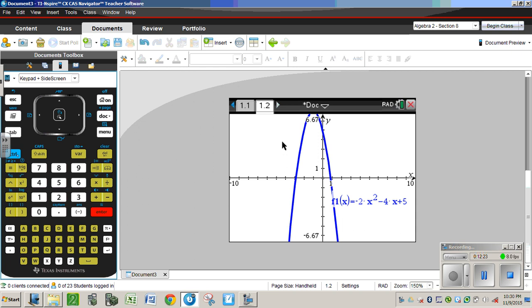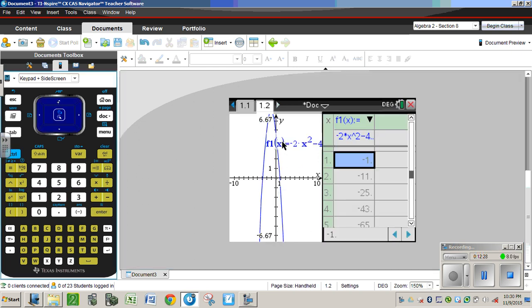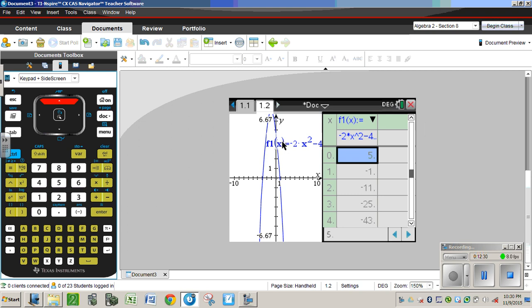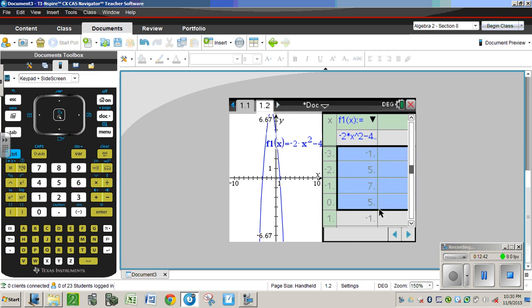So I'm going to do my Control-T shortcut, go to my table, and now it's looking like we have a vertex value of negative 1, 7. And the reason that I found that is because I looked for the pattern of my repeating values here. So these values right here, from negative 3 to 1, I'm going to put on my table, on my notes.